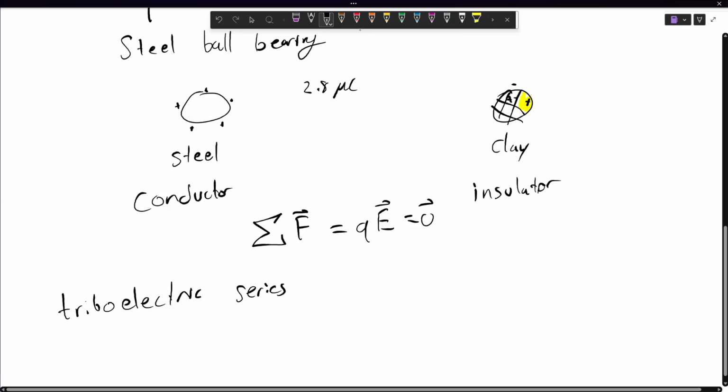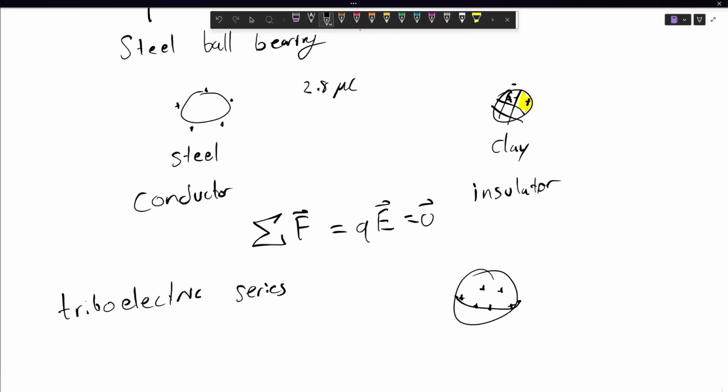Typically we only draw them like this because it's hard to draw in 3D. But if you were drawing in 3D, you'd have some around here, have some on the surface. But there's none in the middle, in the meat of this cylinder. They're all on the absolute outer surface of the material. That's the big difference between an insulator and a conductor.